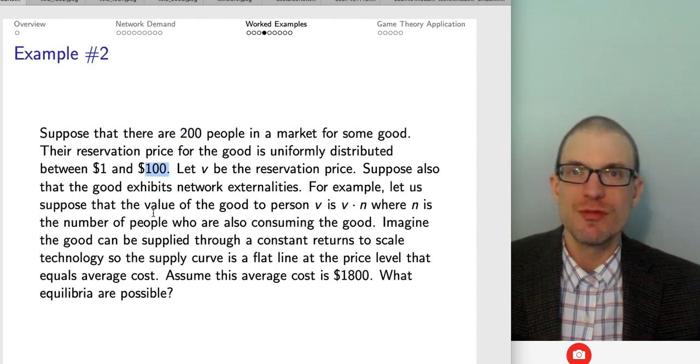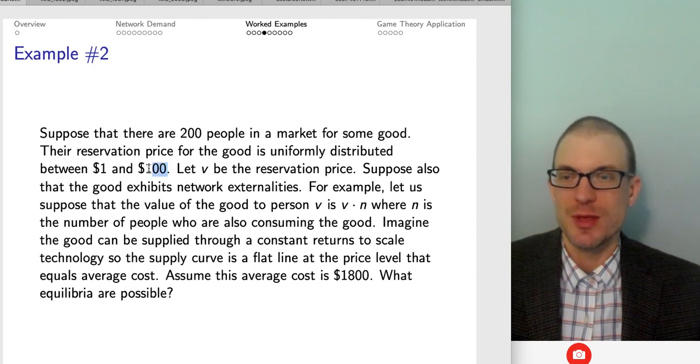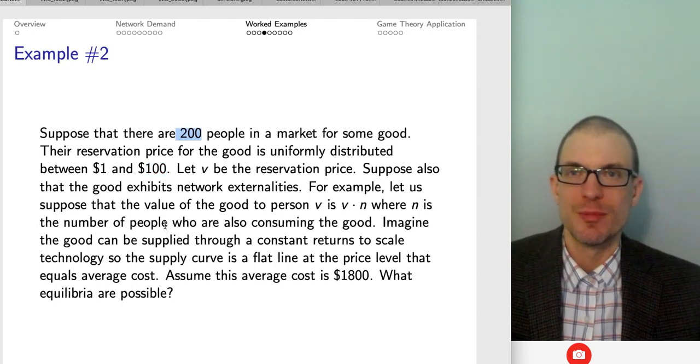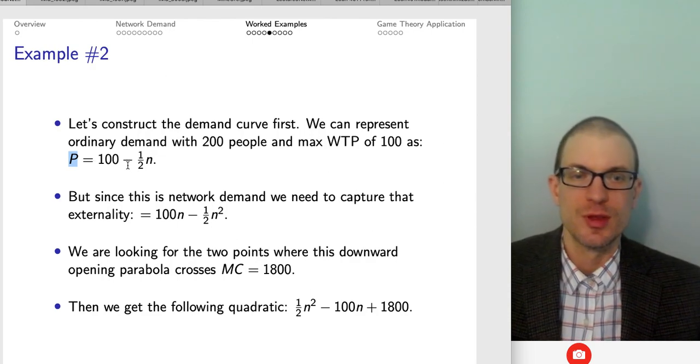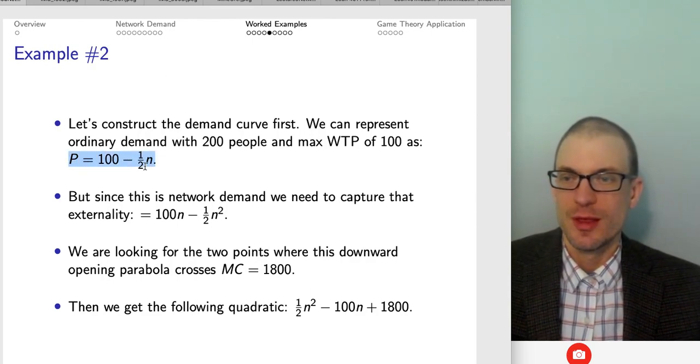So if we're drawing our inverse demand curve, the vertical intercept has to be 100 because that's my maximal reservation price. And I need the size of the market to be large enough to get 200 people into the market, which tells me my horizontal intercept has to be 200, so the slope has to be 1/2, right? Because if price is equal to 0, we have 1/2 n is equal to 100, or n is equal to 200. So that's where this is coming from.